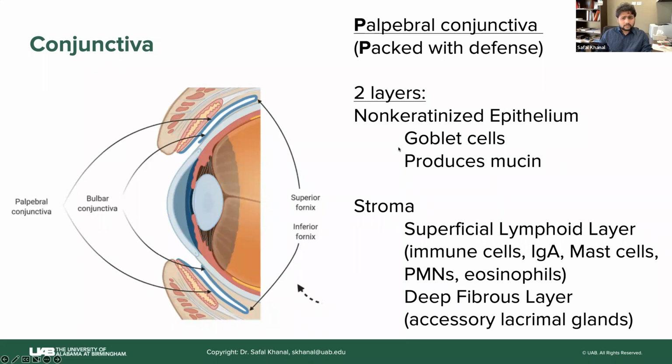The epithelium contains goblet cells, which produce mucin. And these help to lubricate the corneal epithelium and also help with the attachment of tears. The stromal layer of the conjunctiva has defense mechanisms in terms of immune cells, immunoglobulin A, mast cells, and also has a deep fibrous layer where the accessory lacrimal glands of Krause and Wolfring are located.